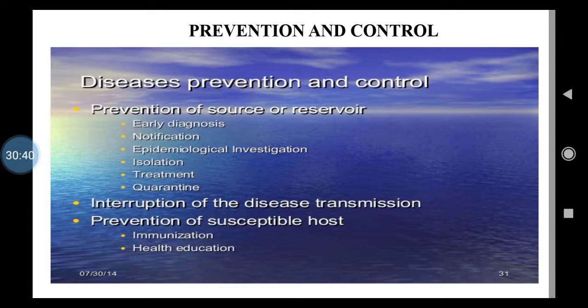And to prevent the disease in the susceptible host, individuals can be protected by vaccination or immunization, and the other is health education. Immunization we will also speak about in detail later on, in this chapter itself. There are so many vaccines available for various diseases, and most of the vaccines we have discussed in communicable diseases also.